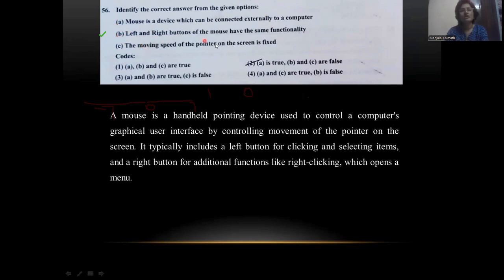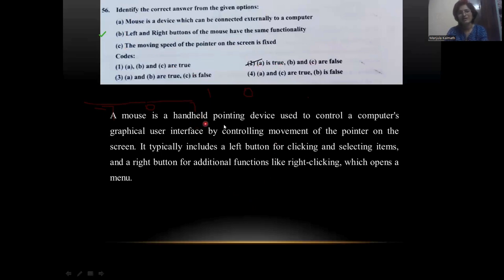Third one, the moving speed of the pointer on the screen is fixed. It is not fixed. It will vary here. The moving speed of the pointer is controlled by the mouse movement. In whichever direction the mouse is moved, the electrical signals make the pointer move in that direction itself. So it is not a fixed one. It is not static here. So option A is true, correct, and B and C are wrong. Here A is true and B and C are false.